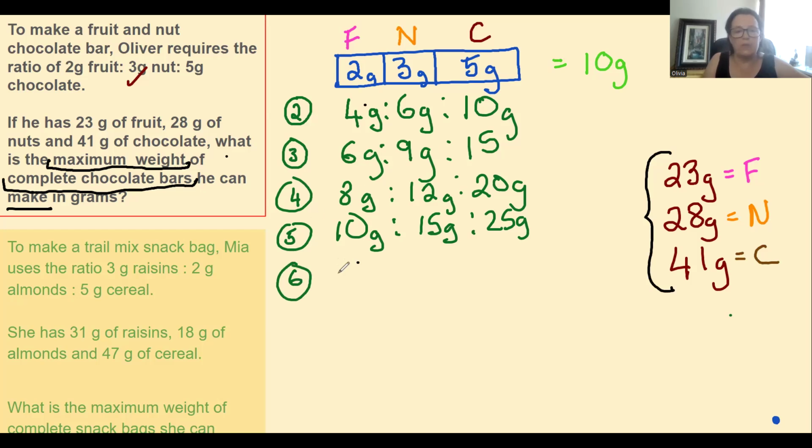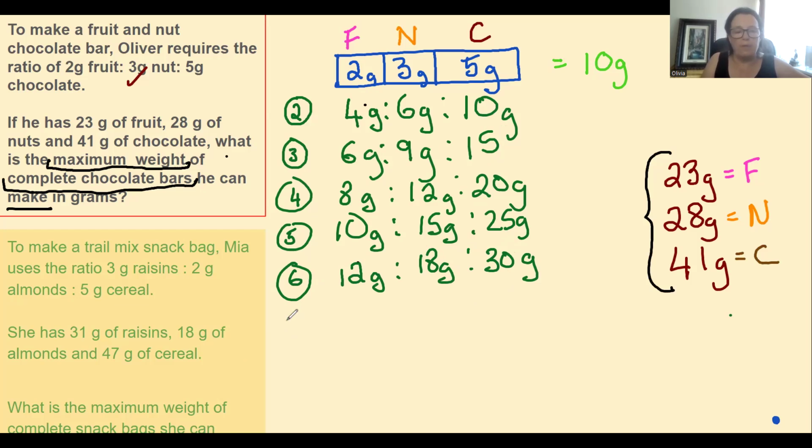So 6 twos are 12 grams we need of fruit. For 6 bars of chocolate, we need 18 grams of nuts. And 6 fives are 30. We would need 30 grams of chocolate.